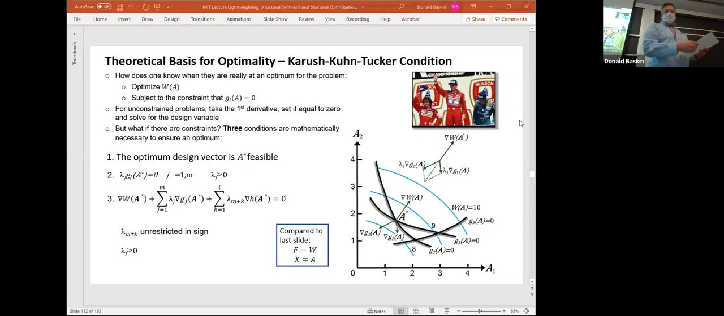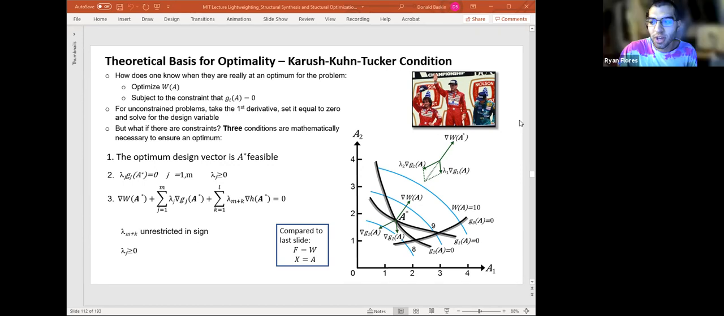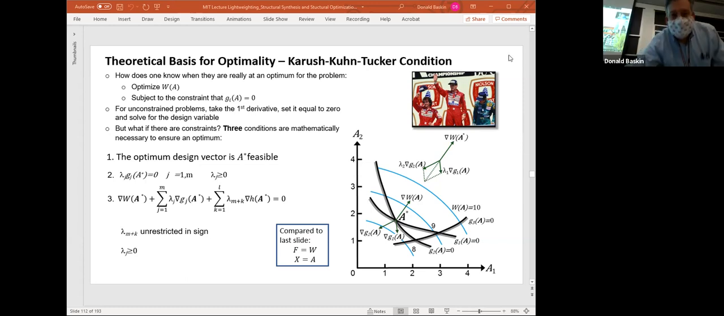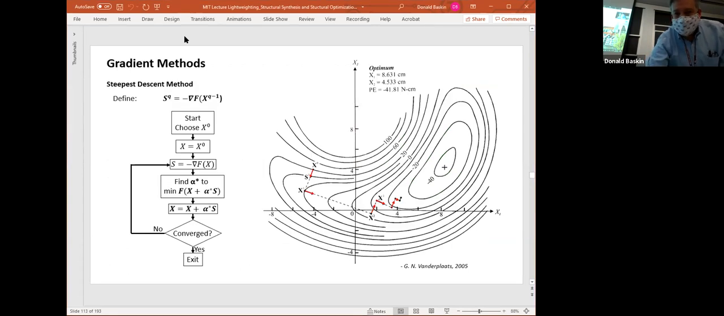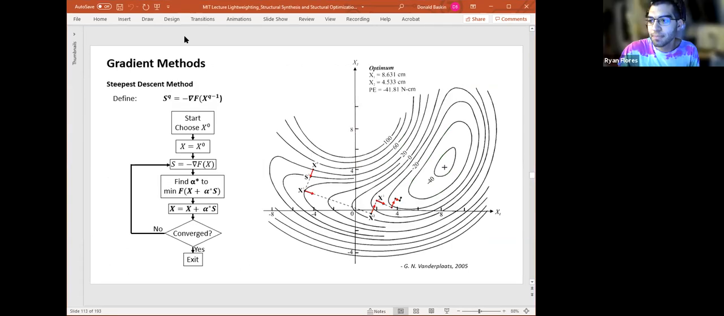Okay, can you guys see the Karush-Kuhn-Tucker condition slide there online? Yeah. Okay, if I advance it, does it advance? Okay, did it just advance the slide? Yes, okay, good, let's go back.